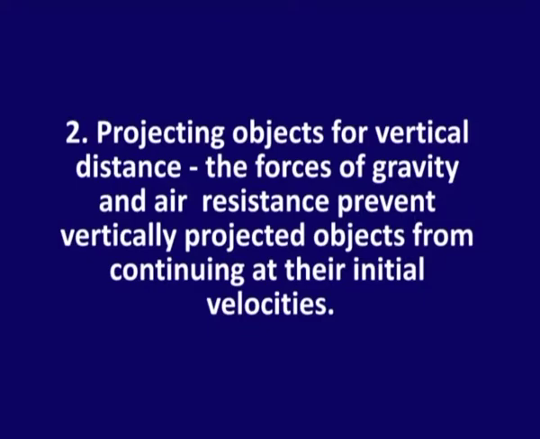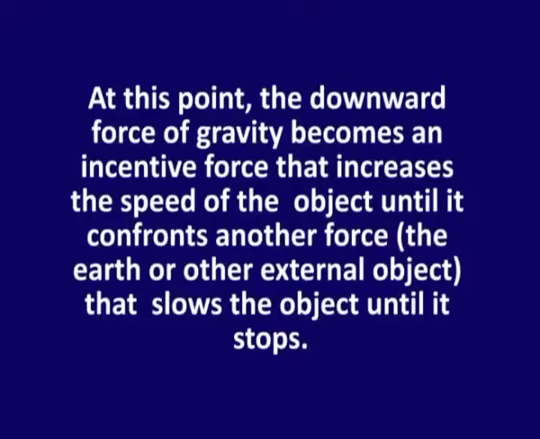Projecting objects for vertical distance. The forces of gravity and air resistance prevent vertically projected objects from continuing at their initial velocity. The downward resistive force of gravity slows a projectile directed upward until it halts at the peak of its vertical path. At this point, the downward force of gravity becomes an incentive force that increases the speed of the object until it confronts another force, the earth or another external object, that slows the object until it stops.